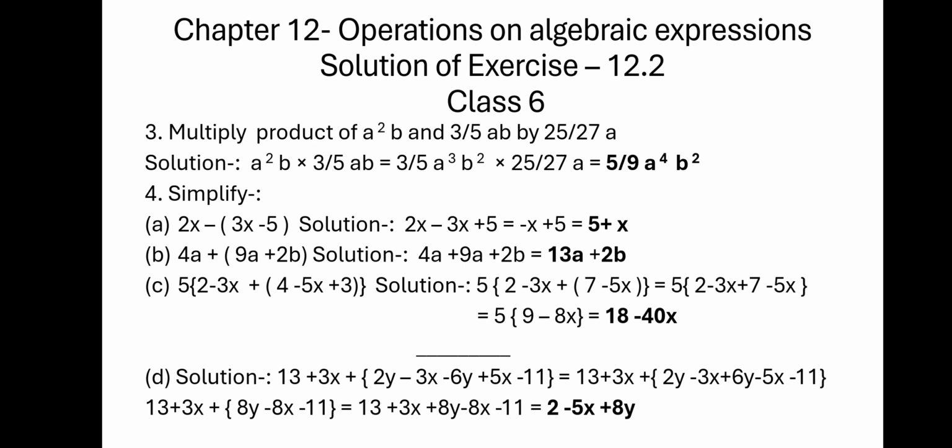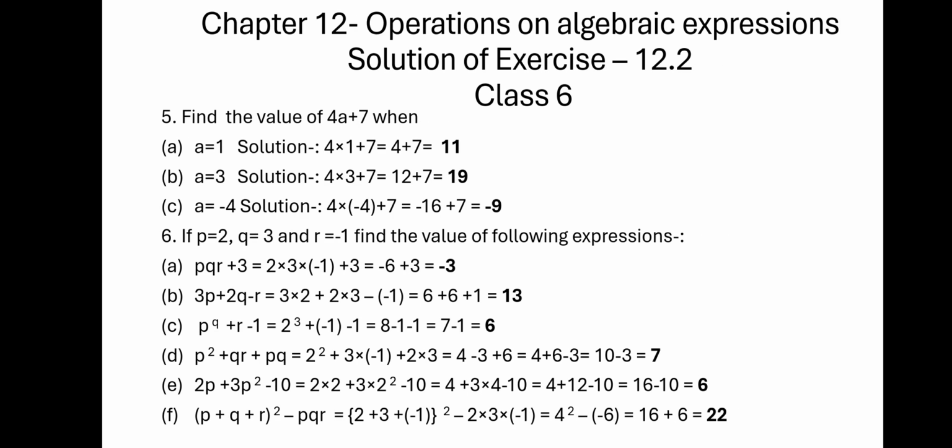So 13 plus 3x plus 8y minus 8x minus 11, and that will give you 13 minus 11 is 2, 3x minus 8x is negative 5x, and 8y as it is. So 2 minus 5x plus 8y is the answer of D question.